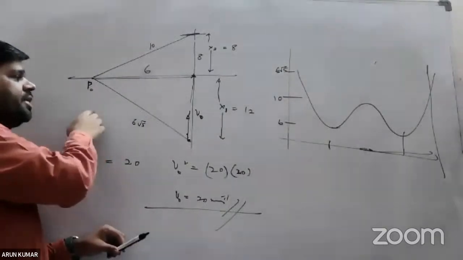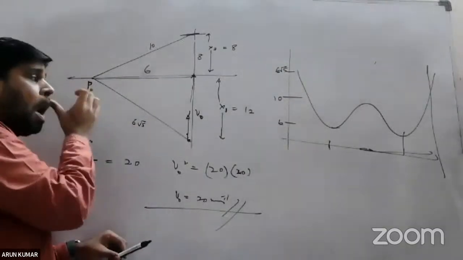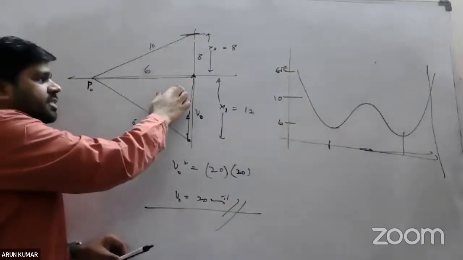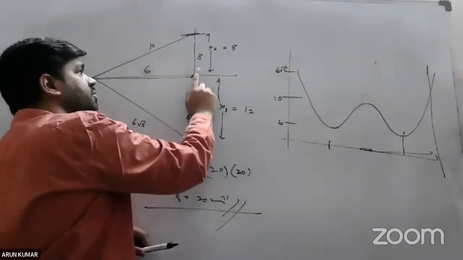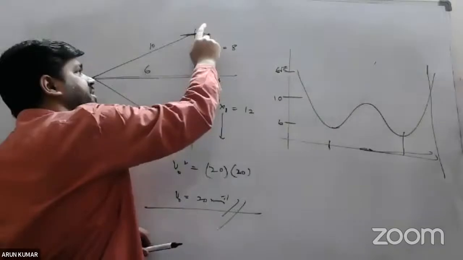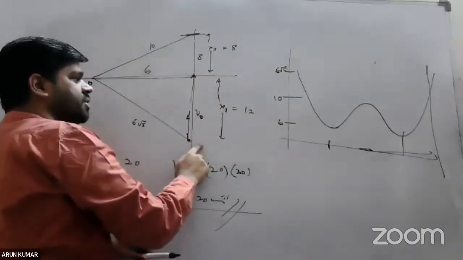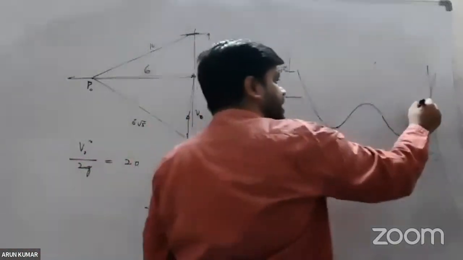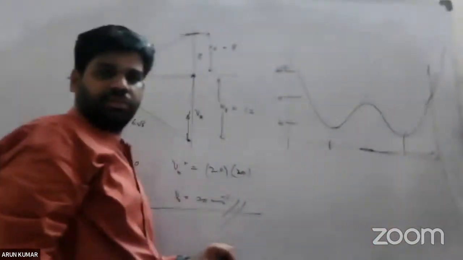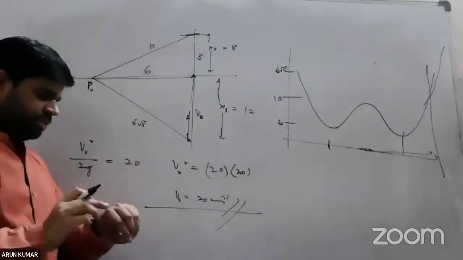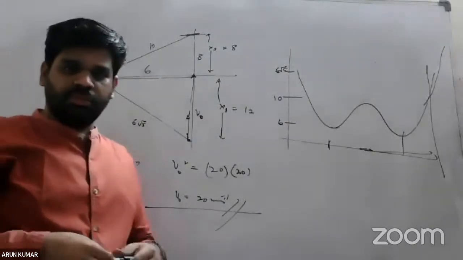So let's say point P. At t equals 0 the distance is 6 root 5, and the minimum distance is 6. It crosses this minimum, goes to maximum height, the distance becomes 10, comes back to 6, and comes back to the initial position, and goes further. So this graph goes further like this. Alright? Yes, sir.